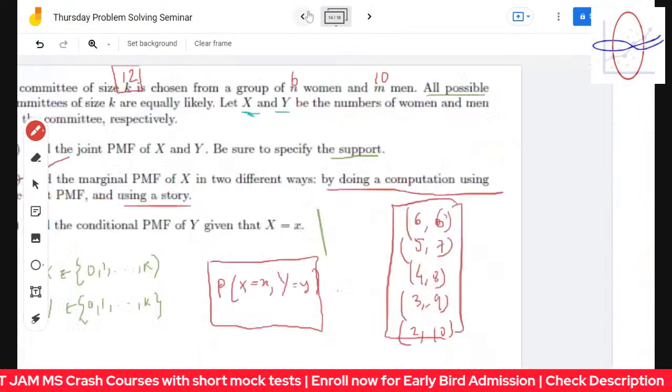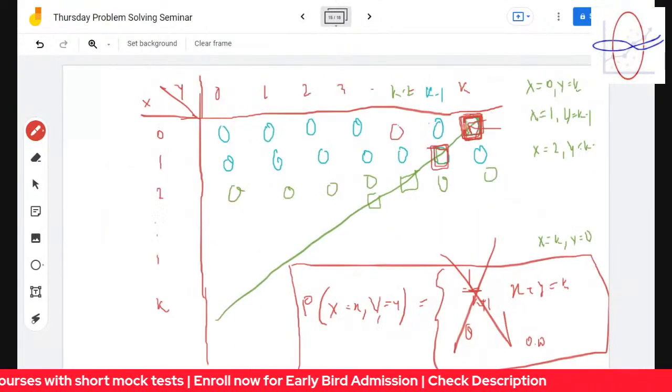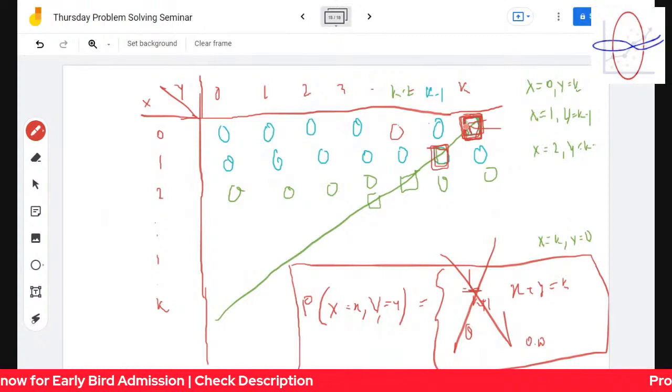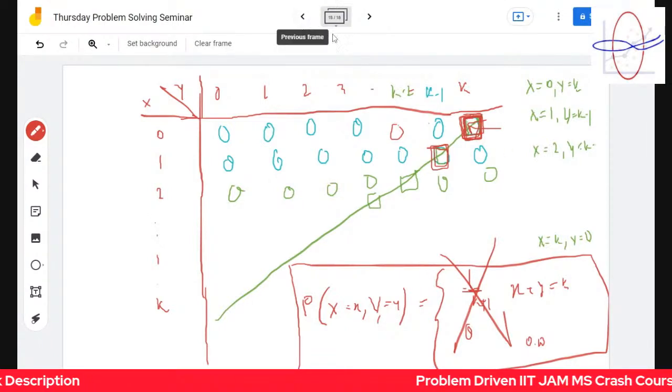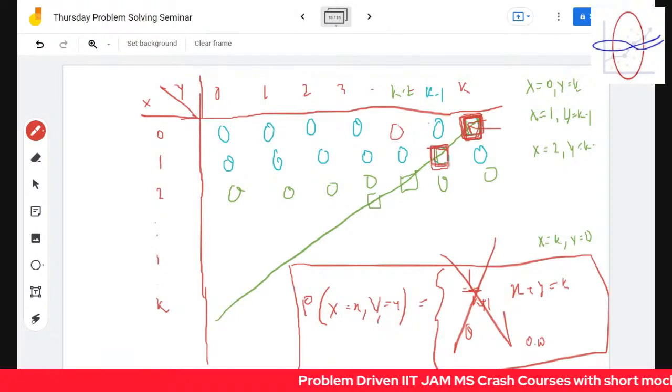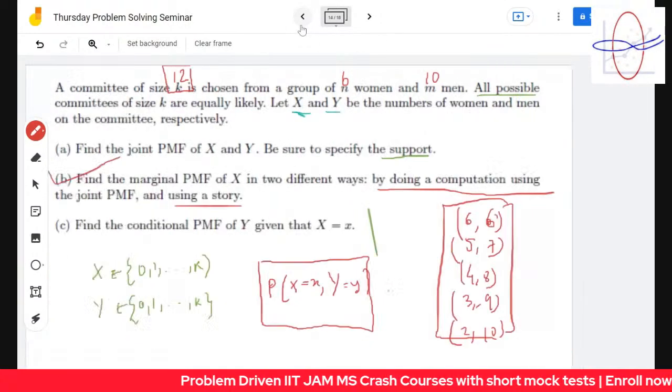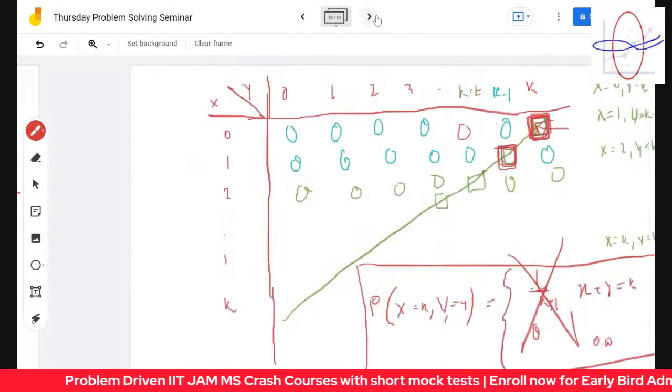Why? Because I thought that each one of them is a committee. But each one of them is not a committee. Each one of them is a collection of committees, because the women and the men are different.